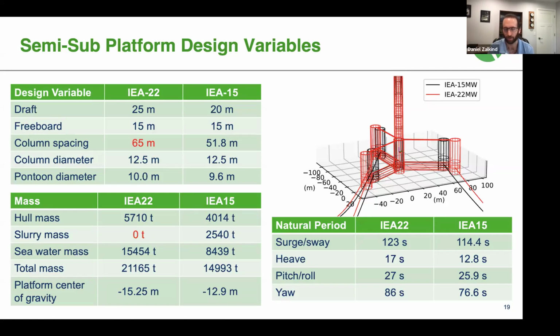And then we've got all of our natural periods there on the right, and we tried to keep those outside of the wave region. So we did a pretty good job. We would have liked to get the heave a little bit higher, but that's what it settled down to.